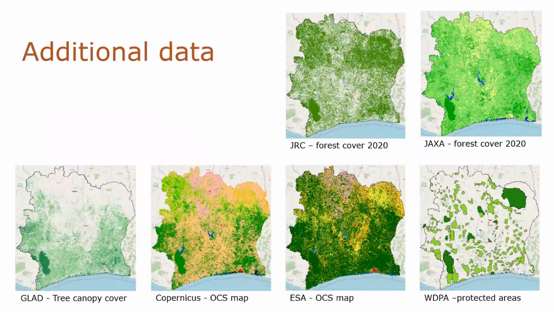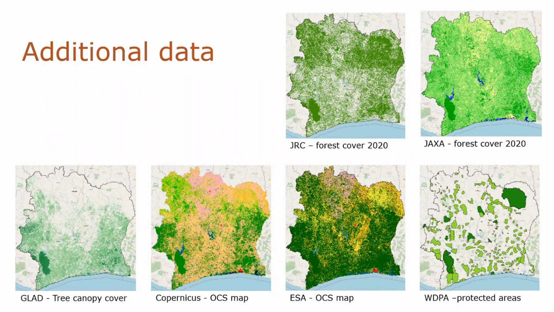So here we have additional data that can be used. We already referred to the JRC forest cover map, the 2020. This is available. The Japanese corporation, JAXA, also has a forest cover map. Then we have something that is quite commonly used, the one on the left down, GLAD. This is from the University of Maryland, the tree canopy cover. And here we need to be careful because we are talking about tree canopy cover. We are not talking about forest by itself, but we can transform it.